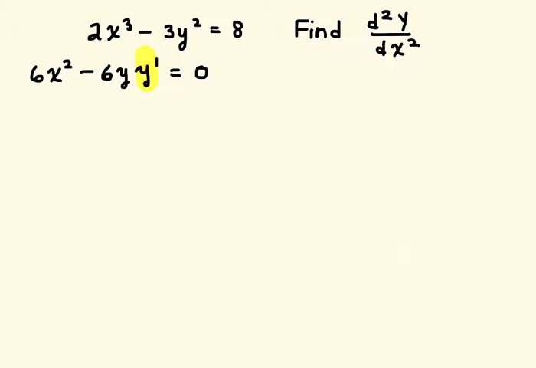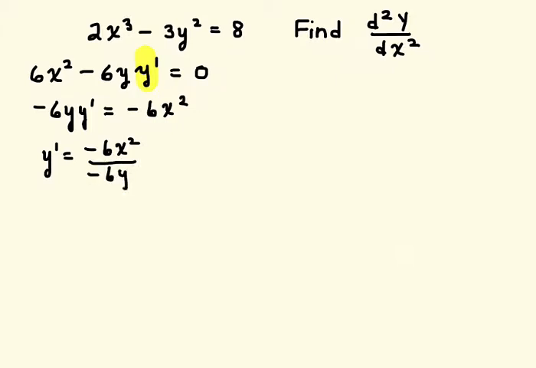So we're going to solve for that, and we're going to subtract 6x squared from both sides, and we get negative 6y y prime is equal to negative 6x squared, because we subtracted 6x squared from both sides. And now we're going to divide both sides by negative 6y, and we get y prime is equal to negative 6x squared divided by negative 6y, and of course this simplifies to x squared over y. And so let me write this down here. This means that y prime is equal to x squared over y.